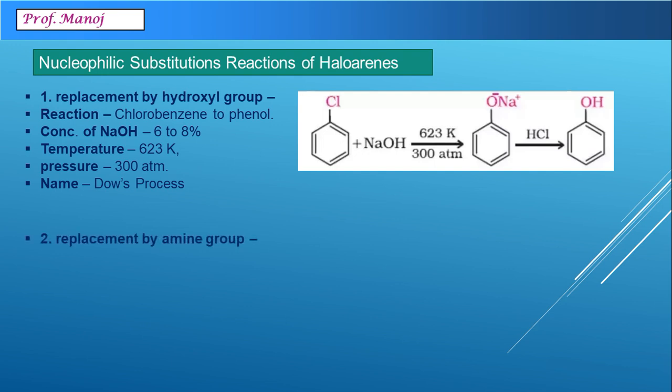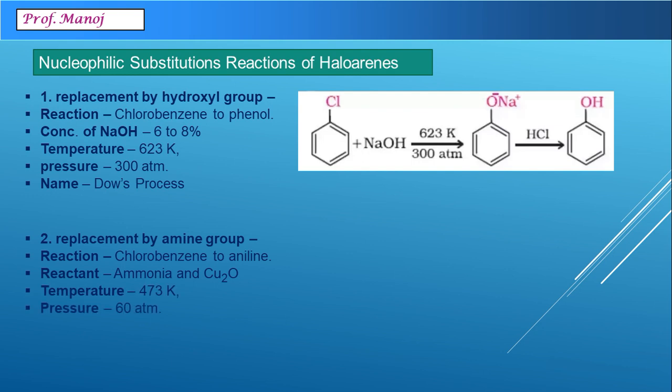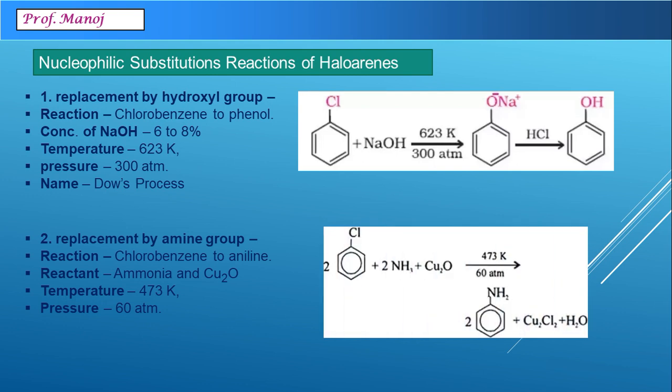The second replacement we are studying is by amine group. Here the reaction is to convert chlorobenzene into aniline. The reagents used are ammonia with copper oxide. Temperature is 473 Kelvin and pressure is 60 atmosphere. The condition is what we see here. Chlorobenzene is treated with ammonia with Cu2O to produce aniline as the product. You can clearly see chlorine is getting replaced with amine group.